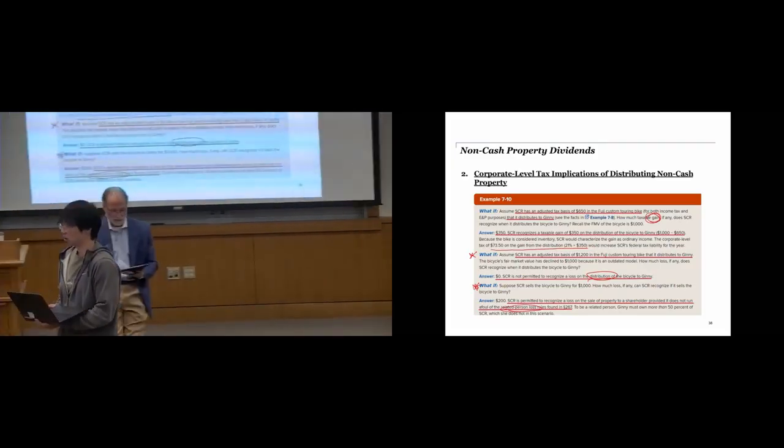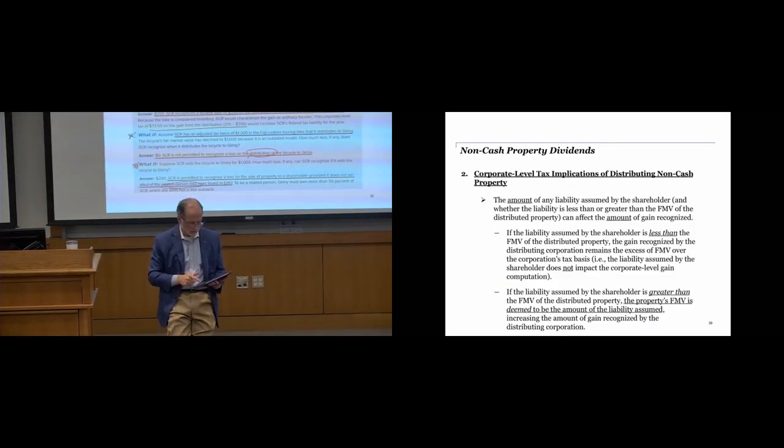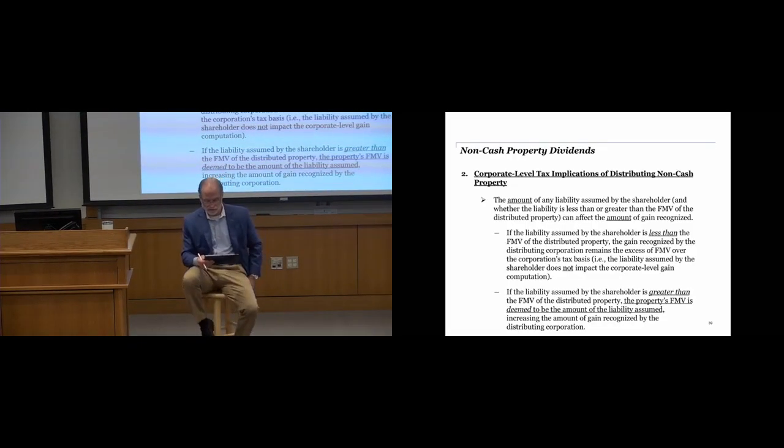Okay, so corporate level implications: be on the lookout for gain recognition. The amount of any liability assumed by the shareholder, and whether the liability is less than or greater than the fair market value of the distributed property, can affect the amount being recognized. So this is an added complexity here. If the liability assumed by the shareholder is less than the fair market value of the distributed property, the gain recognized by the distributing corporation remains the excess of fair market value over the corporation's tax basis. The liability assumed by the shareholder does not impact the gain computation.